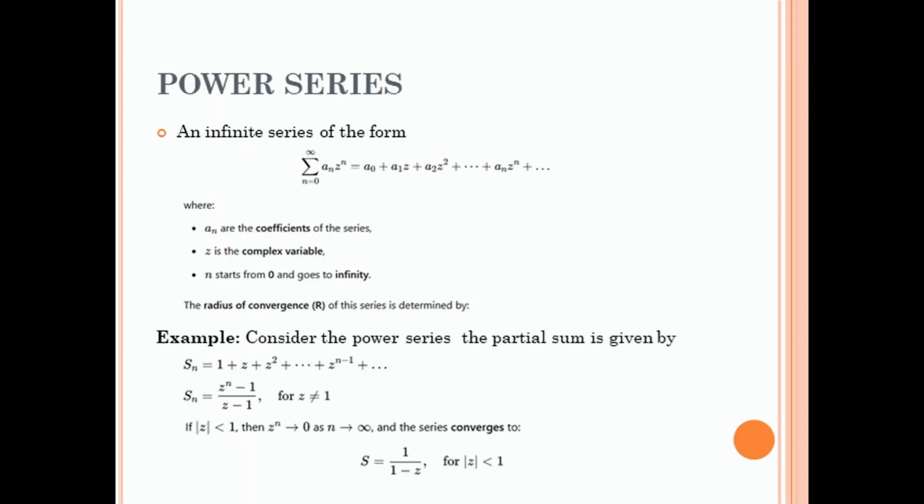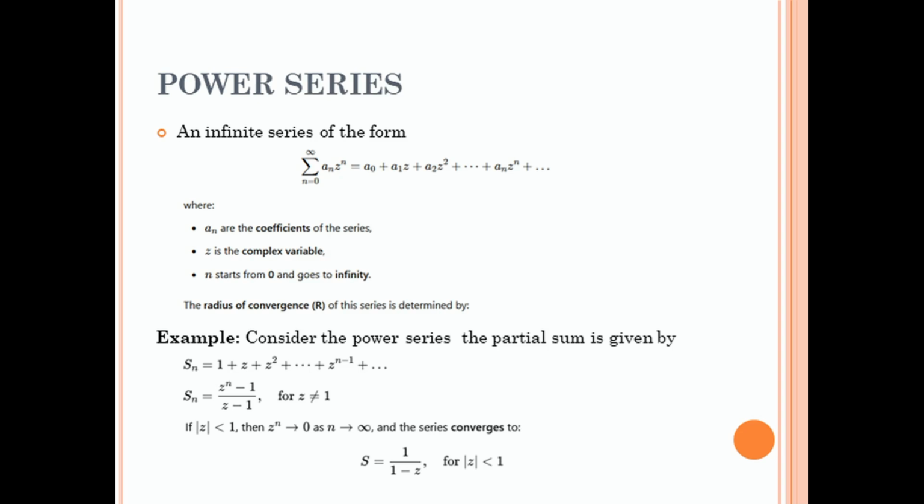An infinite series of the form summation n equal to 0 to infinity a_n z^n equals a0 plus a1 z plus a2 z squared plus etc. plus a_n z^n plus etc., where the coefficients a0, a1, a2, etc., a_n and the variable z are complex numbers. Grouping this, we get the power series.